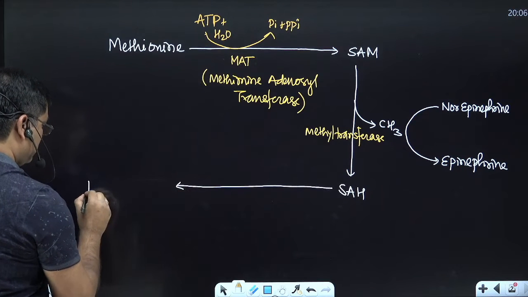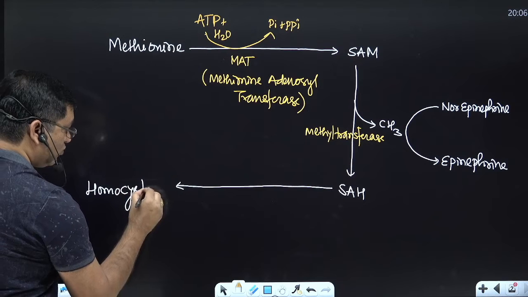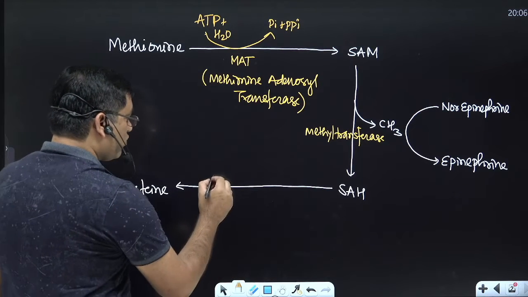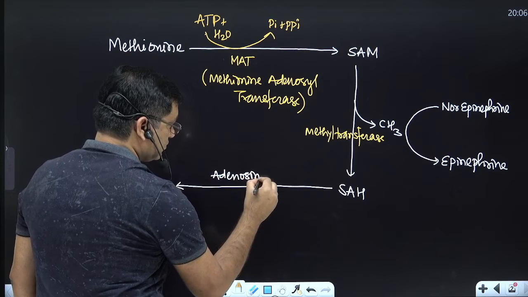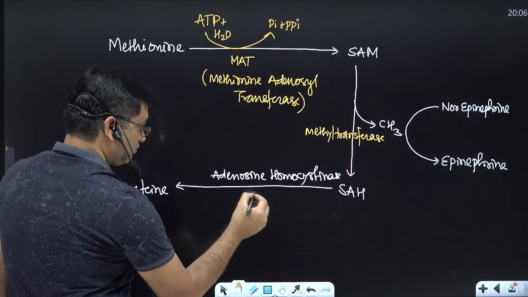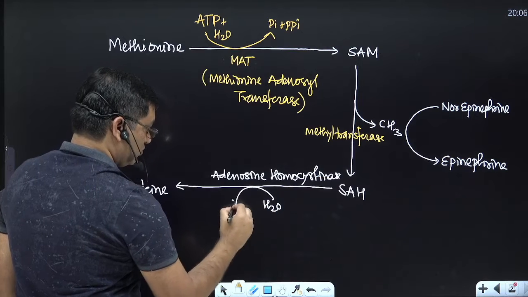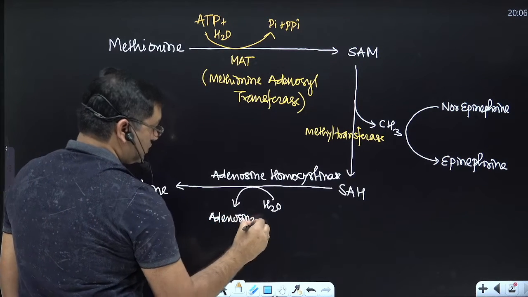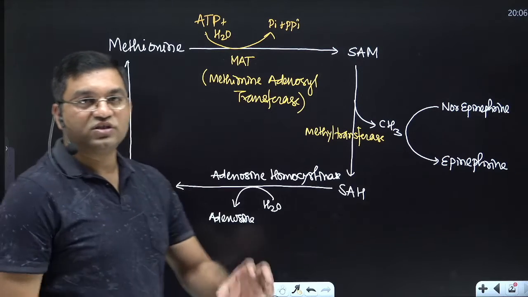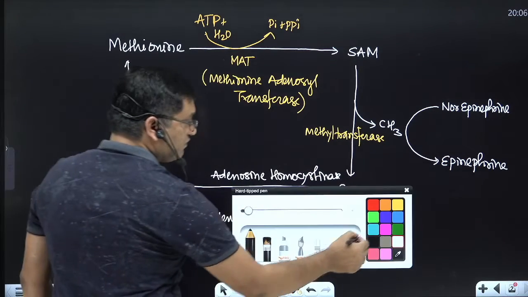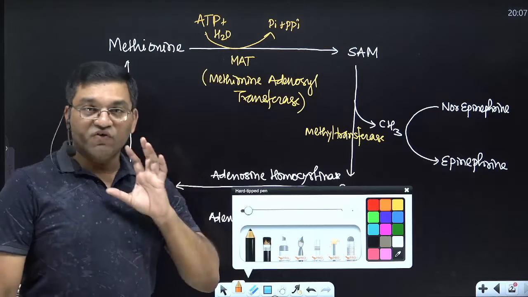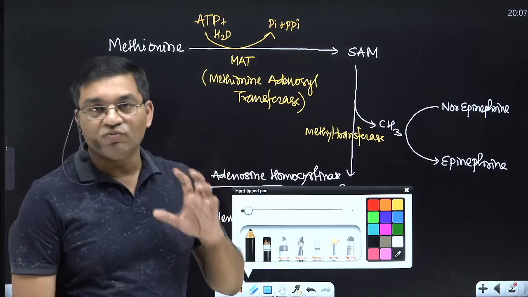Now S-adenosyl homocysteine is converted into homocysteine with the help of adenosyl homocysteinase, in which adenosine is removed. And this homocysteine is converted into methionine. This is a very important reaction. It is related with vitamin B12, with folic acid, with the folate trap, and with non-classical homocystinuria.